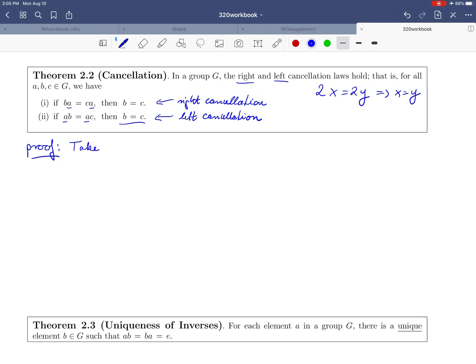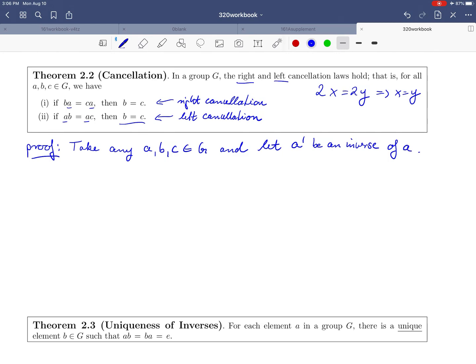Let's take any group elements A, B, and C that are in G, and we need an inverse. And which inverse do we need? Well, it's the inverse of the element that is disappearing. So let A prime be an inverse of A.